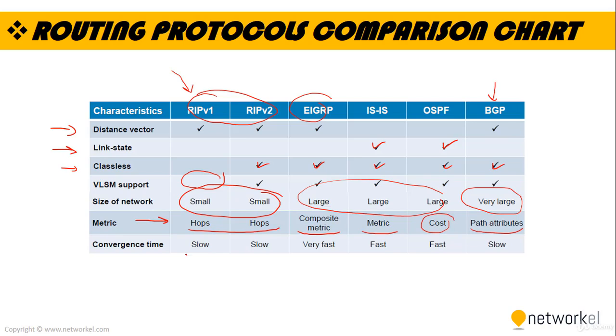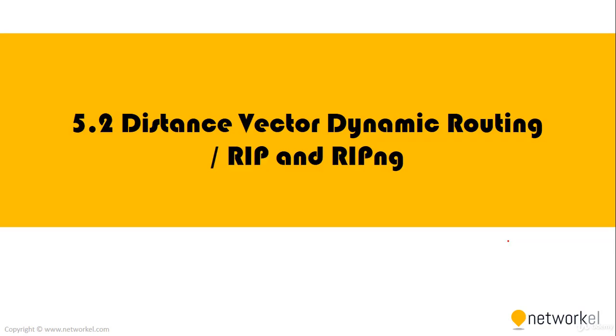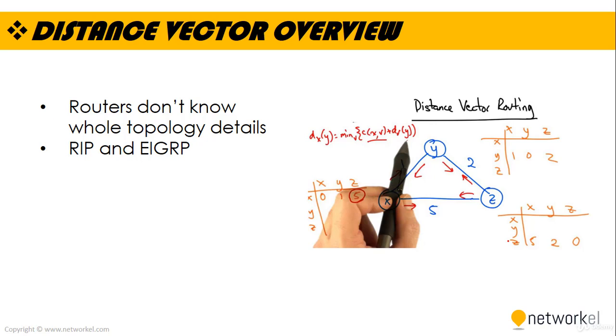And if you want to check the convergence time, RIP converges slowly, EIGRP converges very fast, IS-IS and OSPF are fast, and BGP is the slowest converging protocol. Let's go ahead with the distance vector dynamic routing, RIP and RIPng.